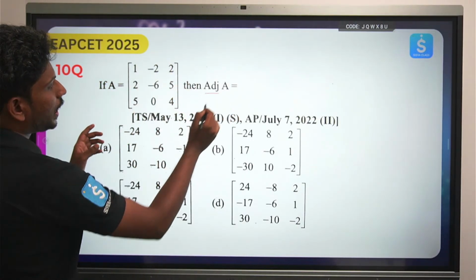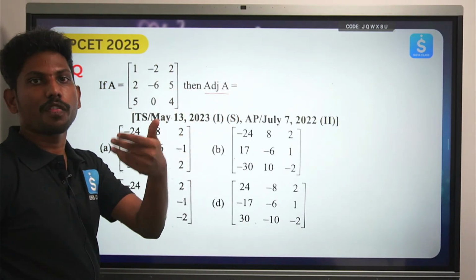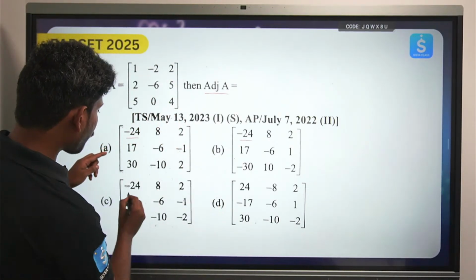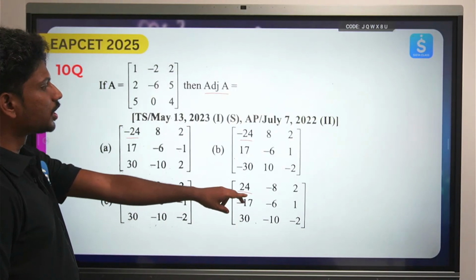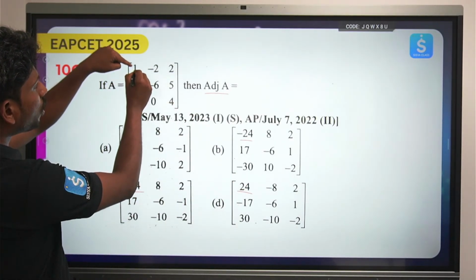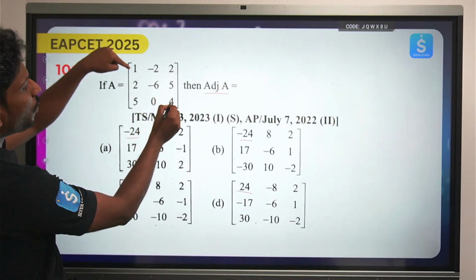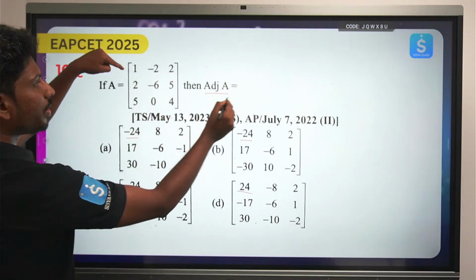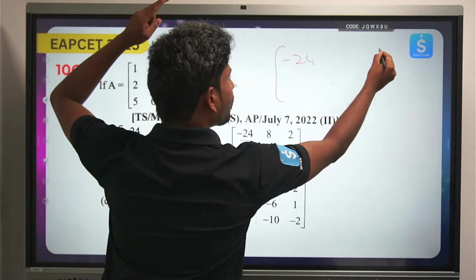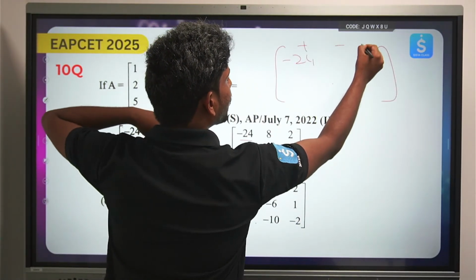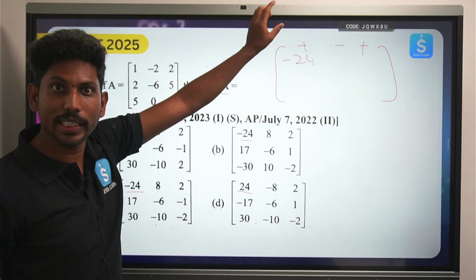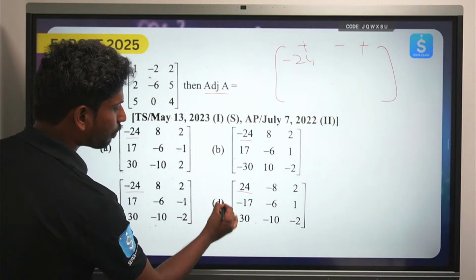So here, look, there's a problem. You want to find the adjoint of A. Adjoint of A is nothing but the cofactor of A whole transpose. Now look at some key elements: here -24, here -24, here +24. To discard this option, first take the minor of this element. -6 into 4 is -24. Then you apply the signs, minus plus minus, plus minus plus. So plus into minus, again it is -24. Even after you do the transpose, the element will be the same. So this option is definitely wrong.